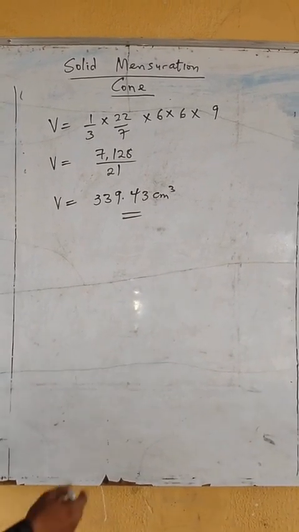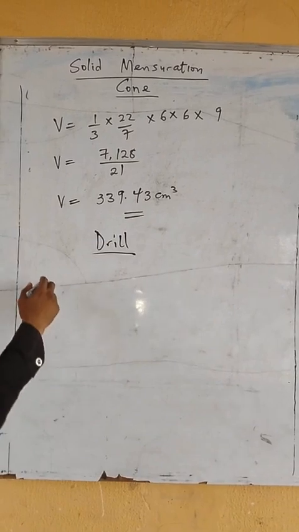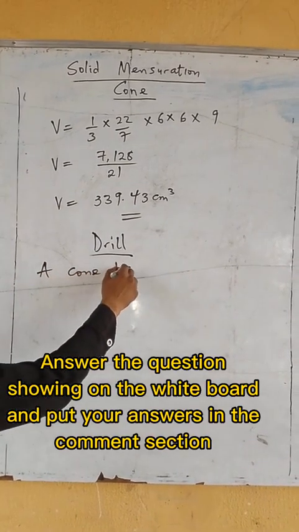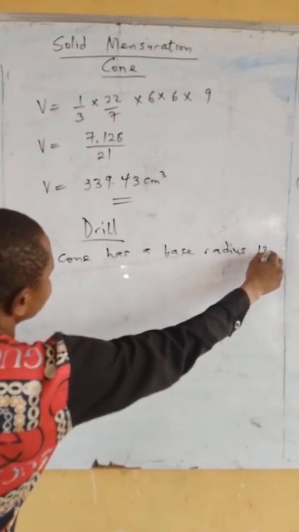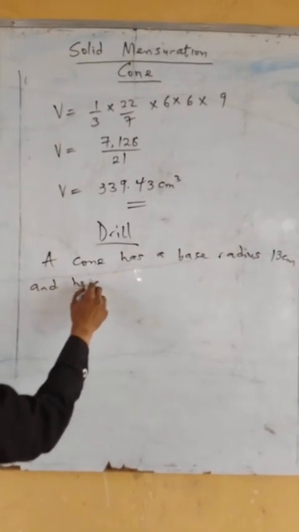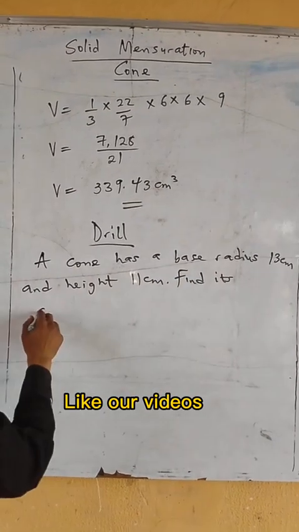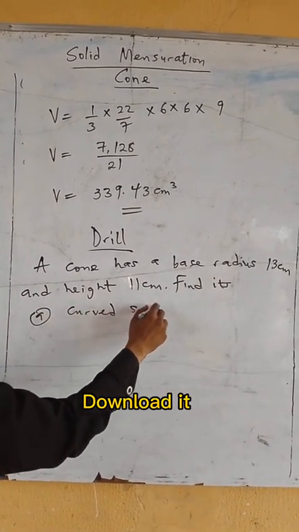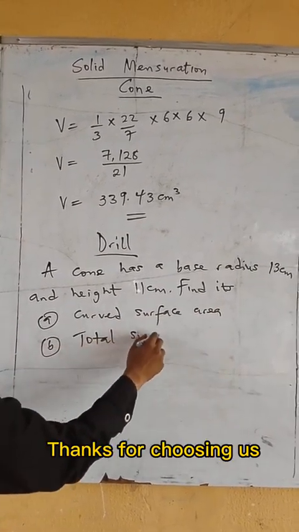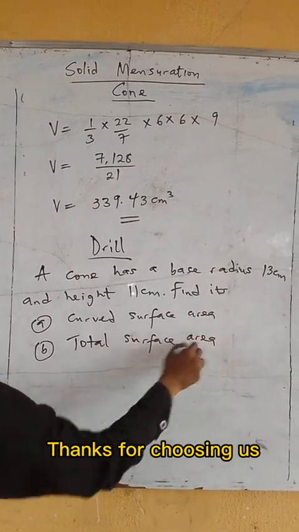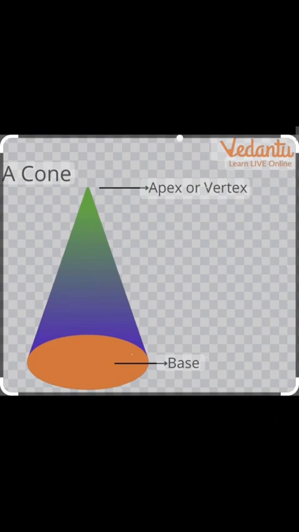But I want you to try this drill and put your answer in the comment section. A cone has a base radius 13 centimeter and height 11 centimeter. Find its curved surface area, find its total surface area, and the volume. Check the shapes of a cone, which are displayed at the end of this video.